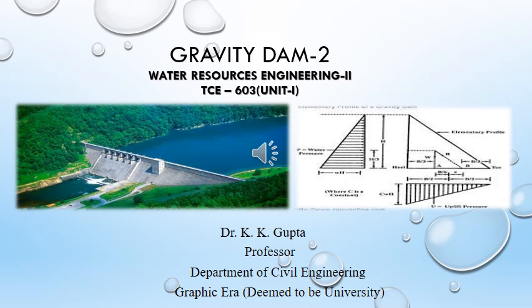Water Resources Engineering 2, Unit 1, Gravity Dam. A dam is a structure constructed across a river to store water on its upstream side. The stored water may then be utilized for water supply, irrigation, hydropower generation, navigation, etc. The main purpose of a dam is to make provision for the safe retention and storage of water on its upstream side.